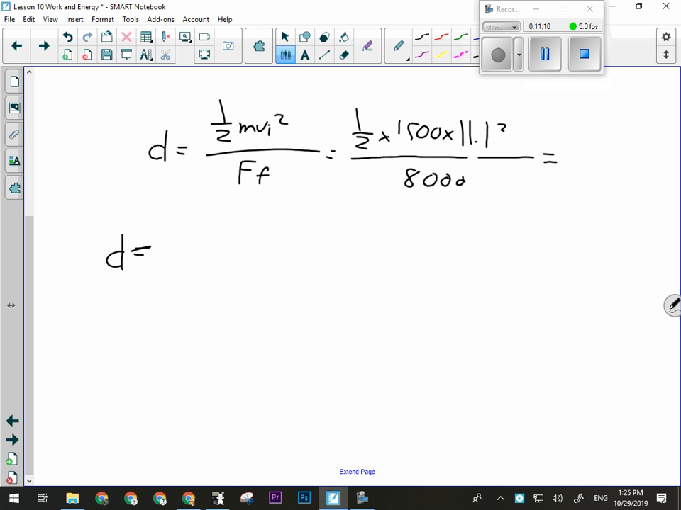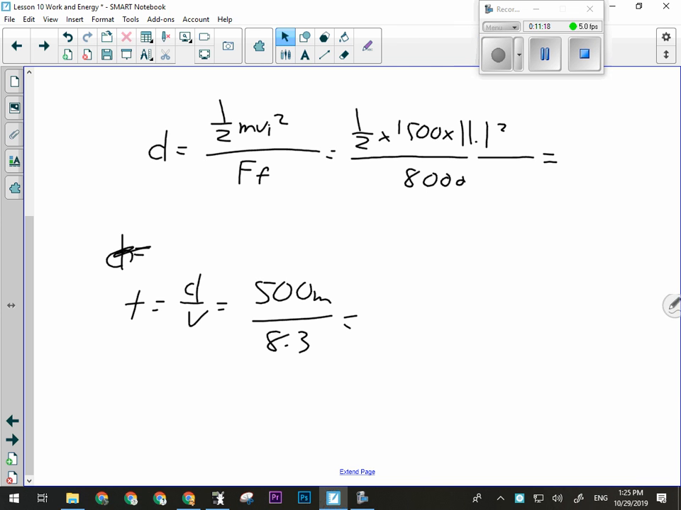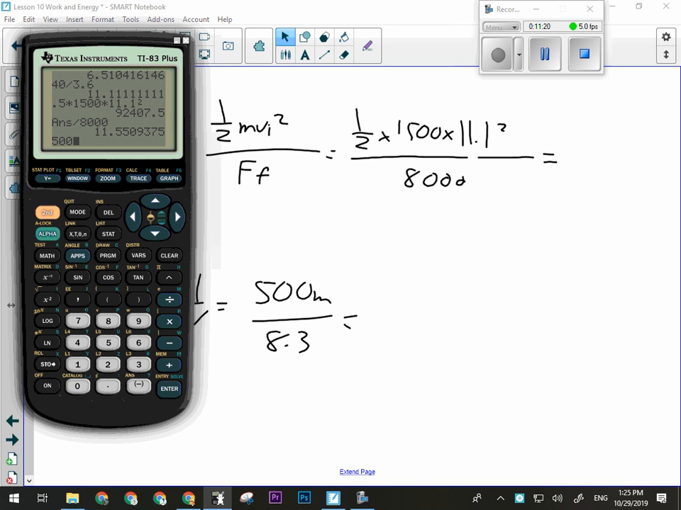The time of travel is d over v. Let's say it's a 500 meter long school zone. At the speed limit, so 500 divided by 8.3. And it's very rarely a school zone is ever 500. Most of the time they're like 300. Takes me 60 seconds, 1 minute, at the speed limit.